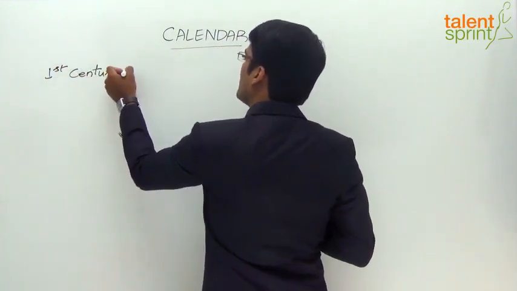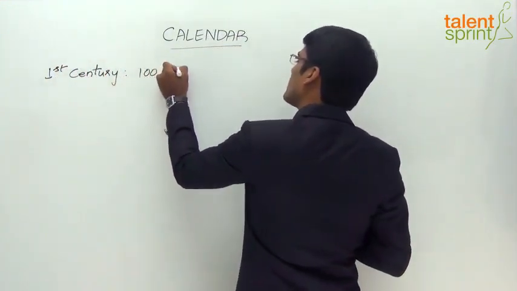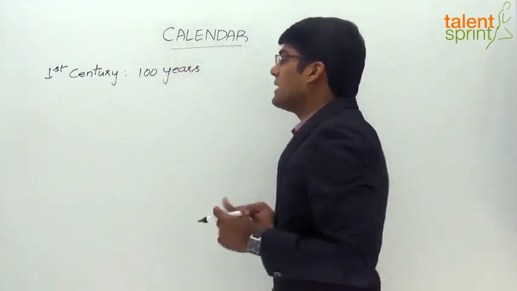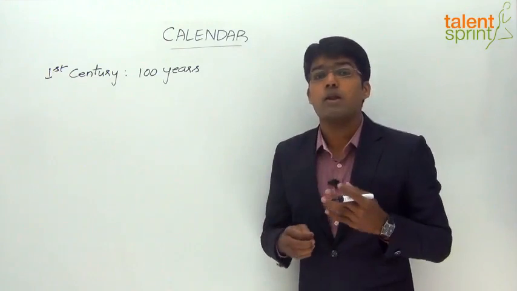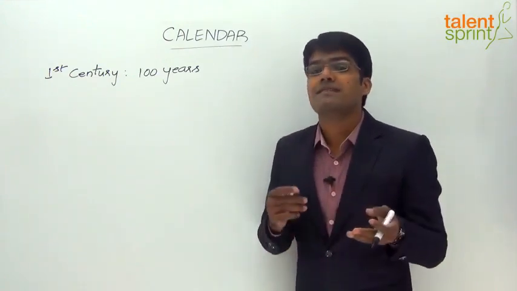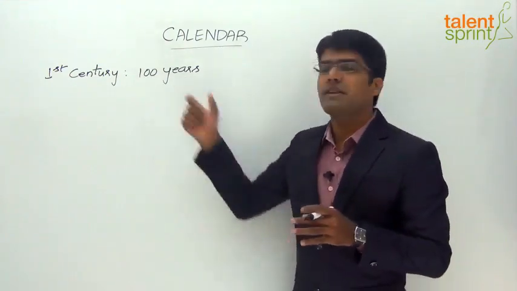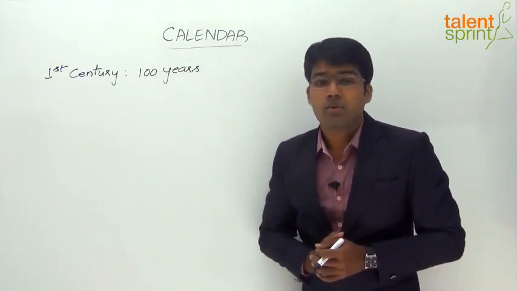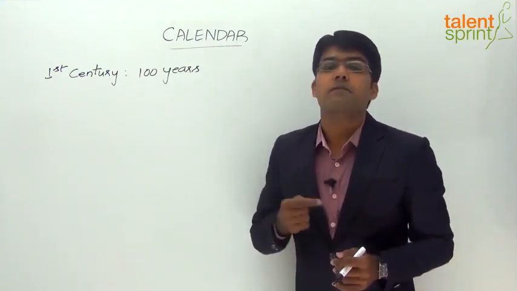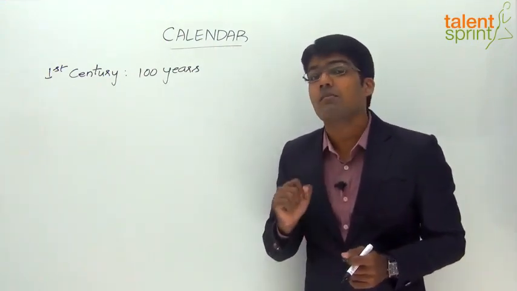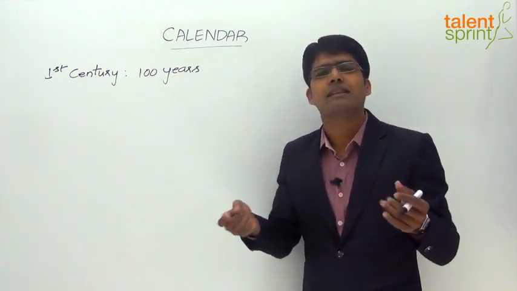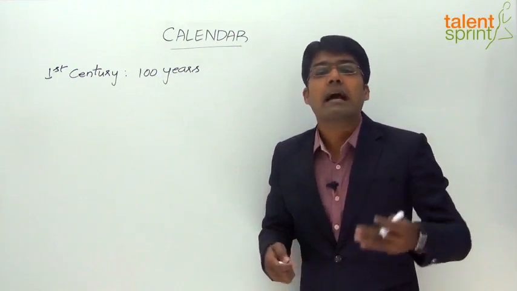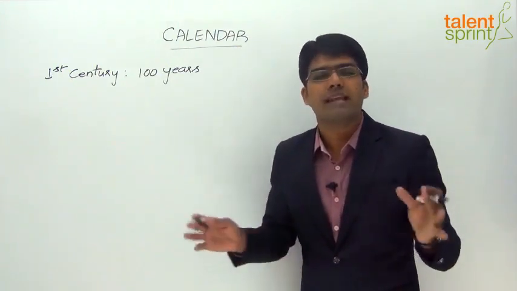Right, first century. So 100 years. What will be the number of odd days in 100 years? Now the number of odd days in the first 100 years would depend on the number of leap years and ordinary years in this period of 100 years. Now we know that leap years occur every 4 years. So to find out the number of leap years in the first 100 years, we'll simply divide those many years by 4 and check how many times we get 4 in that period.